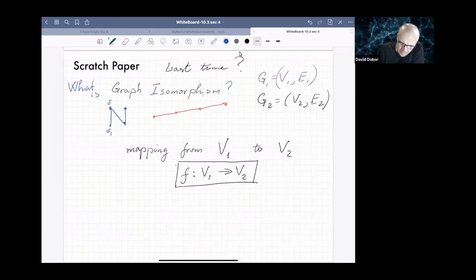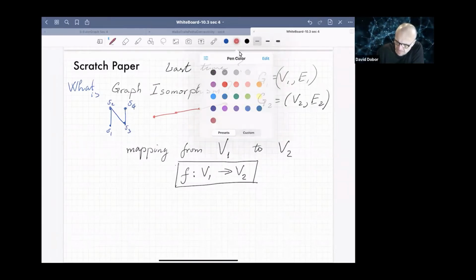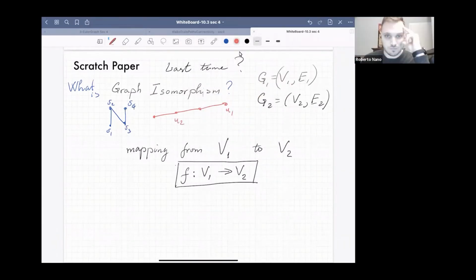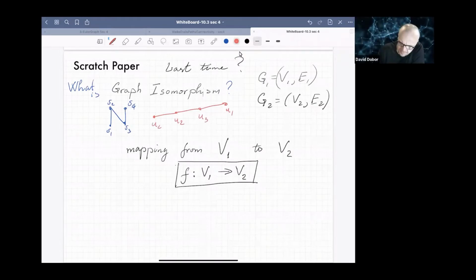Say V1, V2, V3, V4. Is this isomorphic to, let's call this U1, U2, U3, U4. I don't know why that way, but that's just one way of numbering these vertices. Are these two graphs isomorphic?